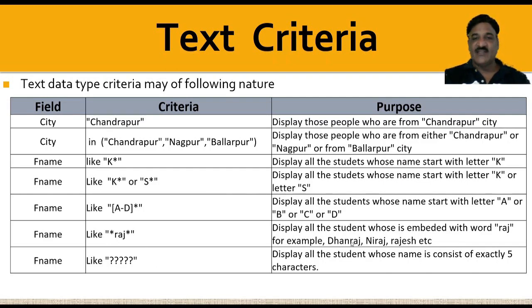Observe that here the last three letters are what? Raj. Here also the same. Here in this case the first three letters are what? Raj. Then like 5 question marks. It means if you want to search all those students whose name consists of exactly 5 characters, in that case you can use this criteria.